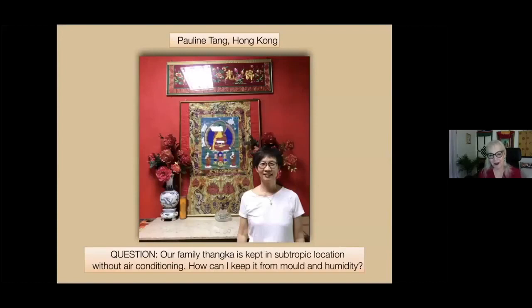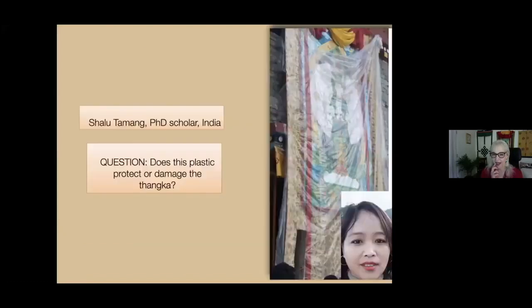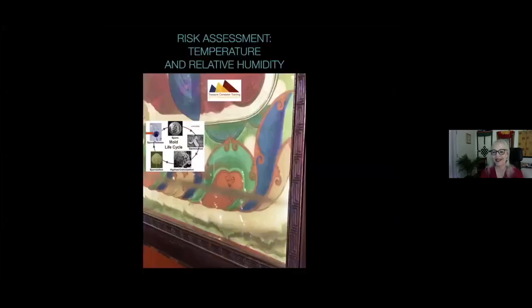Here's a question from a viewer. Hello. Our family thangka is kept in a subtropic location without air conditioning. How can I keep it from mold and humidity? All right, let's review the risks and hazards. Which risk and hazard is this? Again, does this plastic protect or damage the thangka? Let's review risks and hazards. The risk and hazard for this question is temperature and relative humidity, the mold cycle. Indeed. I would like to do another webinar, just the risks and hazards for thangkas.